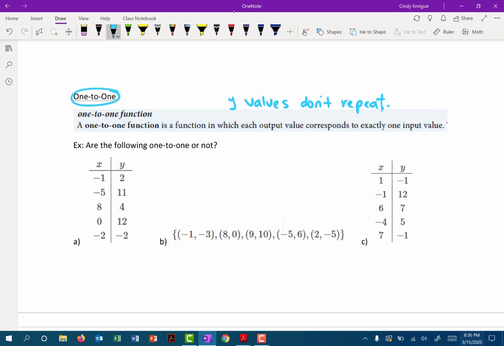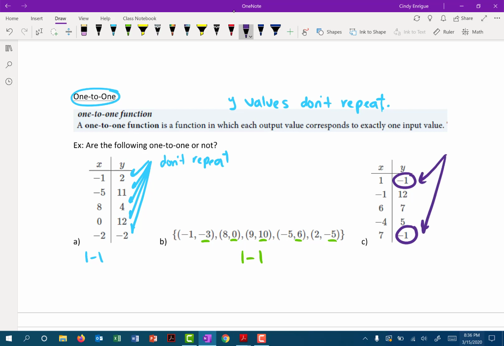So, looking at the first one, none of our y values are repeating. So they don't repeat. Therefore, this is a one-to-one. Over here, we're going to look at our y values again. Those don't repeat, so this is also one-to-one. Now over here, the third table, I see a -1 and I see a -1. So the y values here ended up repeating. Therefore, this is not one-to-one.